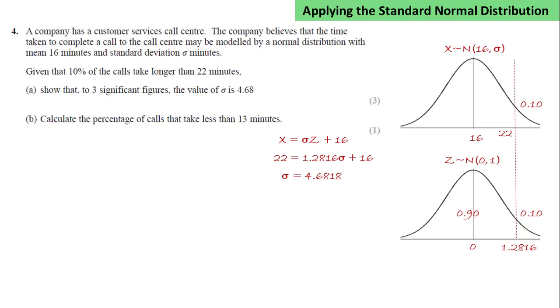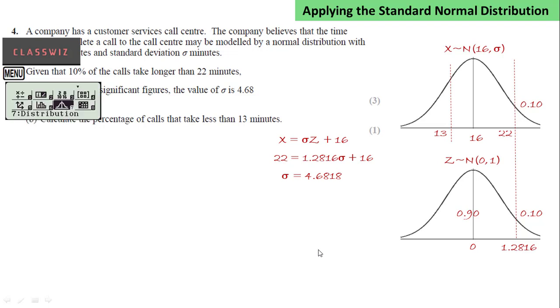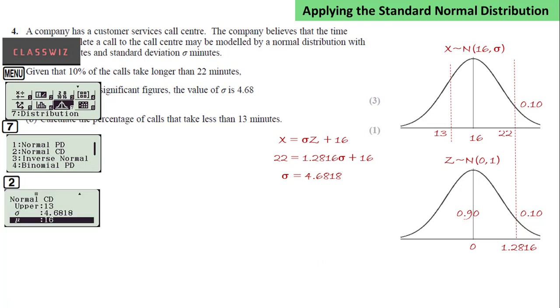Next we have to calculate the percentage of calls that take less than 13 minutes. So here, now we know the mean and the standard deviation of the X distribution. We can simply use the ClassWiz. We choose menu option 7. Here we're going to choose the normal CD, which is option 2. We enter a lower value of 0. We enter an upper value of 13. This is to calculate this area here.